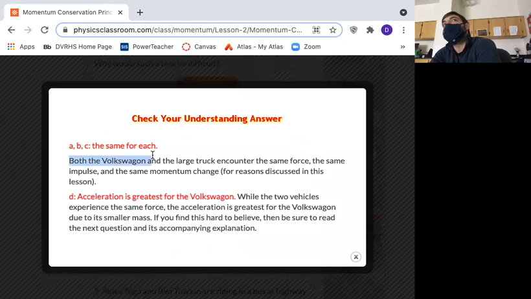So for A, B, and C, both the Volkswagen and the large truck encounter the same force, the same impulse, and the same momentum change. But the acceleration is greatest for the Volkswagen, because even though everything prior discussed was the same, its mass is smaller.